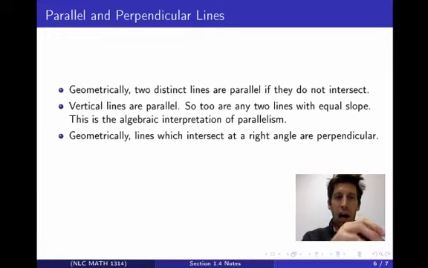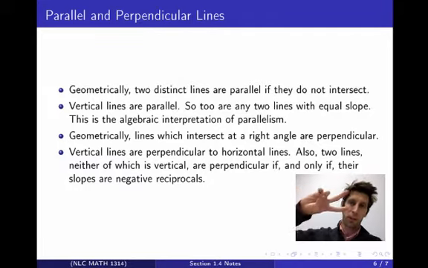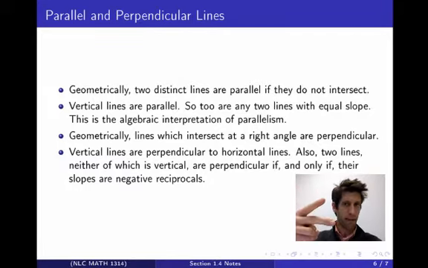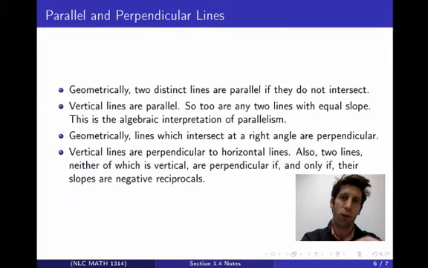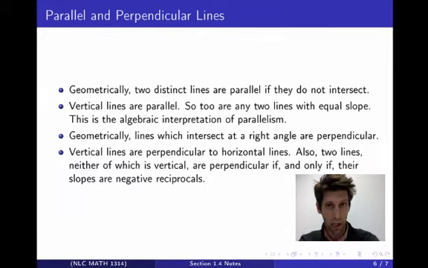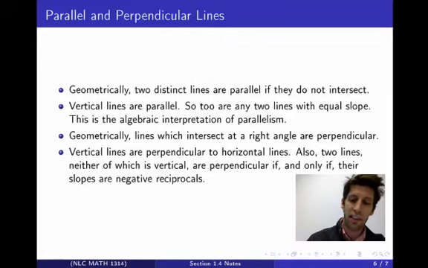The sort of opposite of parallel is perpendicular. Geometrically speaking, lines that intersect at a right angle are perpendicular. On the other hand, the algebraic interpretation is that the slopes of perpendicular lines are negative reciprocals. Reciprocal, recall, you take a fraction, you flip it upside down, stick a negative on it, and what you'll get is the slope of a perpendicular line. Now, once again, we have to separate out the case of vertical lines. Vertical lines are perpendicular to horizontal lines. Otherwise, two non-vertical lines are perpendicular if their slopes are negative reciprocals. Let's see an example with this.